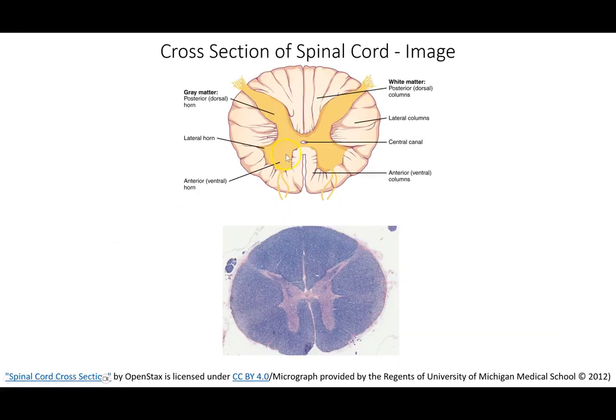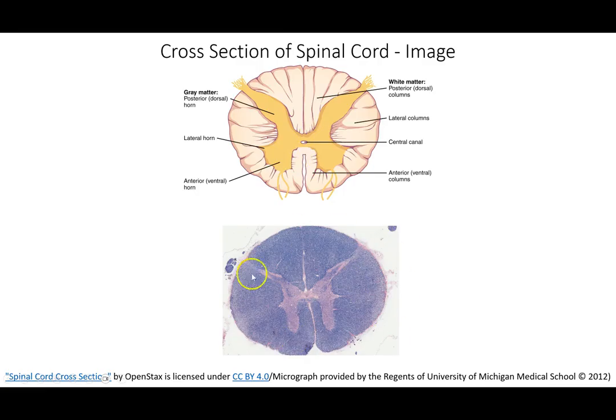So here's again that cross section. This is shown in yellow here, which is going to be the gray matter. So here's the posterior or dorsal horns. Here are anterior or ventral column horns right there. Lateral horns over here. We got that central canal in the middle. Here's lateral white column. Here is the posterior white column. This is going to be that anterior white column with the anterior median fissure right there. Central canal down the middle.